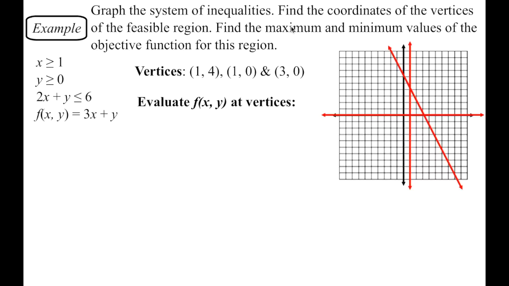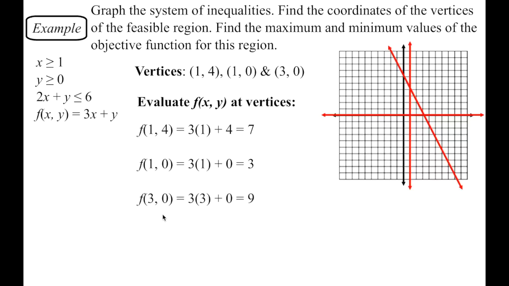So we found that. The next task we have is to find any maximum or minimum values of the function. So what we're going to do is we're going to evaluate this function at each of these vertices. We're going to plug in this x-coordinate and this y-coordinate into the function f. So our first point is 1, 4. When we plug in a 1 for x and a 4 for y, we get 3 times 1 plus 4, which is 7. When we plug in 1, 0, f of 1, 0 gives us 3, and f of 3, 0 gives us 9. So the maximum value that we got was 9, so that's our max value, and our minimum value is 3.